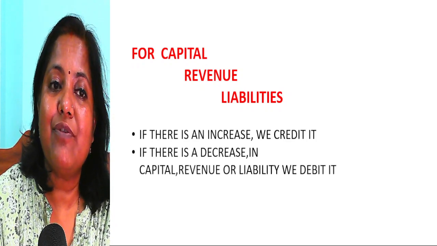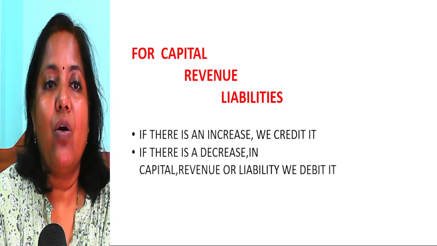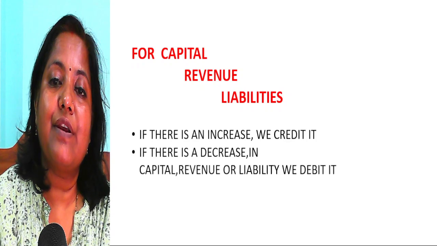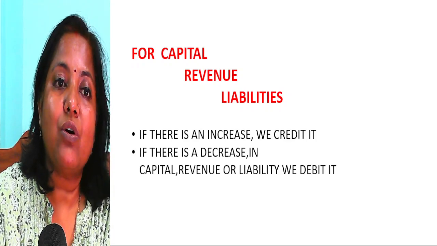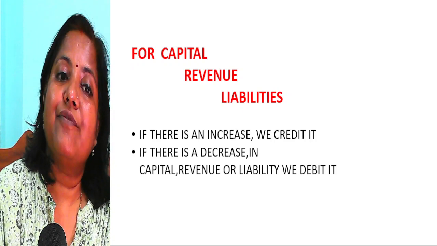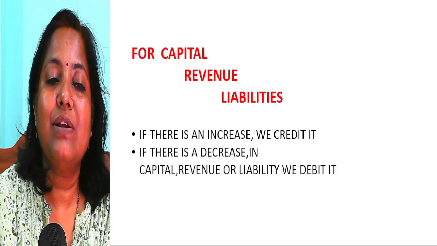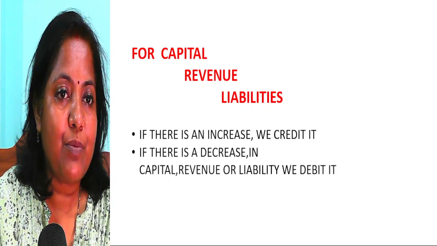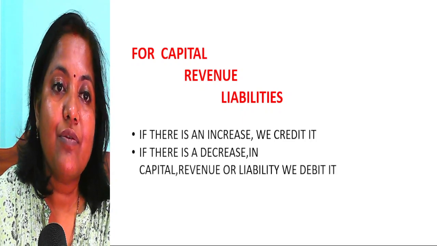What treatment is given? If there is an increase in capital, revenue or liabilities, all three of them, we will credit it. And if there is a decrease in the capital amount, revenue amount or liabilities, then we will debit it. This is the opposite entry, so always remember that. Here is a simple way to remember how to do a transaction easily without wasting much time.